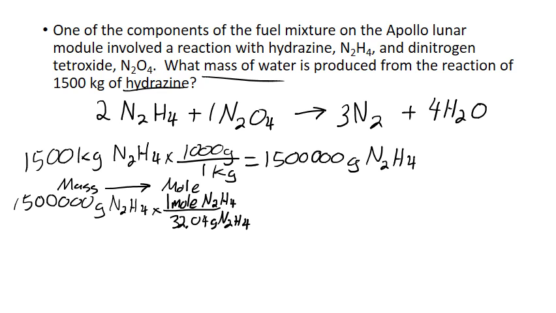Next, I'm going to convert the moles of hydrazine to moles of water. So I'm going to go to moles again, but this time I need to use that ratio. When you look at your formula, here's hydrazine, here's water. It's a 2 to 4 ratio. I need to get water, so water goes on top. H2O. So for every 4 moles of H2O, I have 2 moles of hydrazine.